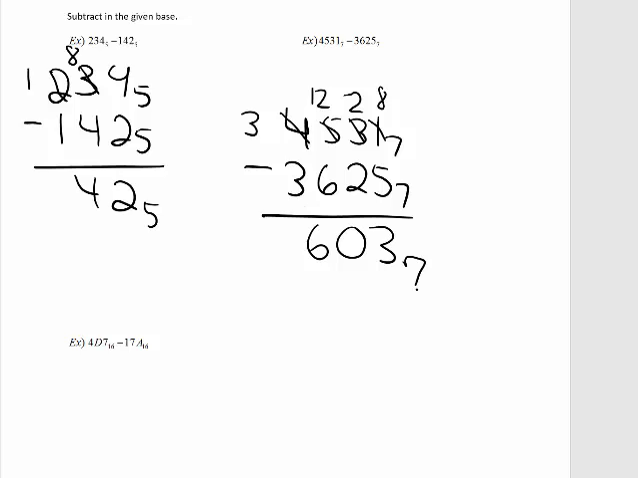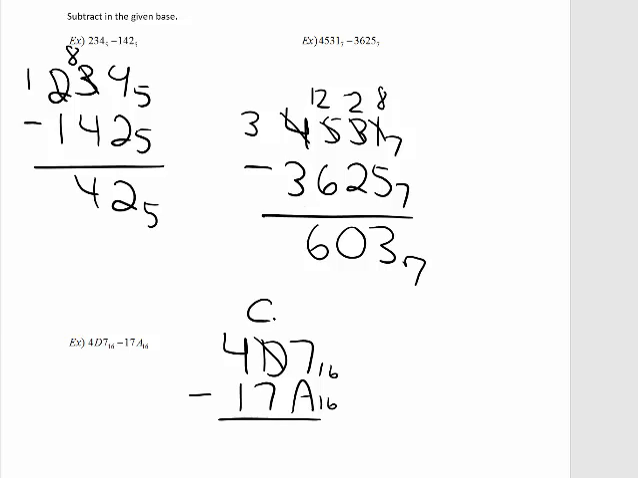Okay, let's take a look at the last example then. But again, I'm going to write this vertically first. Okay, so let's start with the right column. Remember, the A is 10. 7 minus 10 I cannot do, so I'm going to borrow from the D. I'm going to change the D to a C.